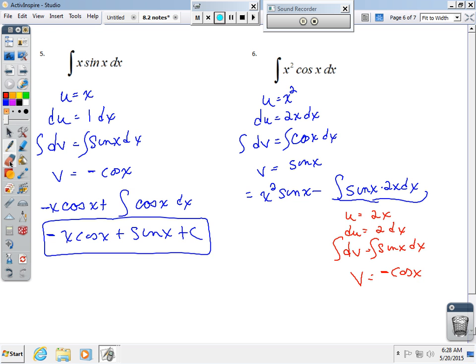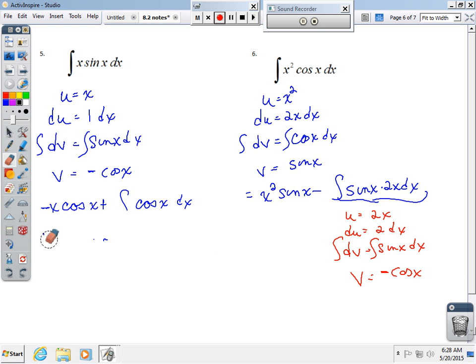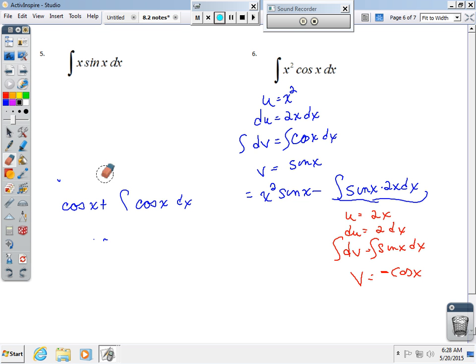Alright, I'm going to erase some of this over on this side here so I can use this space. Okay, let's get back to this part down here. So just this part here, I'm going to do u times v. So that's going to be 2x negative cosine x minus the integral of v, which is going to be negative cosine x. So it's going to make that a positive. And then du is going to be a 2 dx.